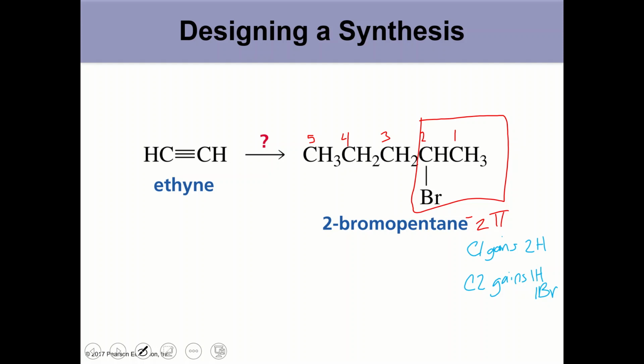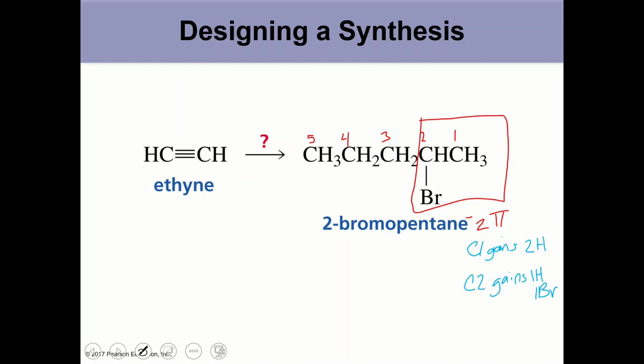So 1 pi bond is used to make 1 bond to hydrogen for each carbon, and the other pi bond is adding 1 hydrogen and 1 bromine. So how do we do a reaction with an alkyne where we add only 1 halide? There are a couple of things that I could think of. So we have a few options.